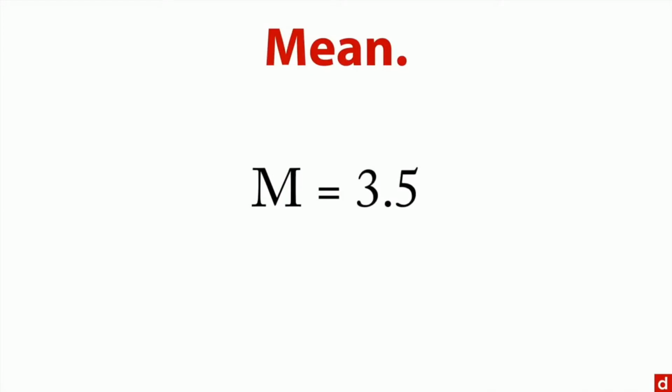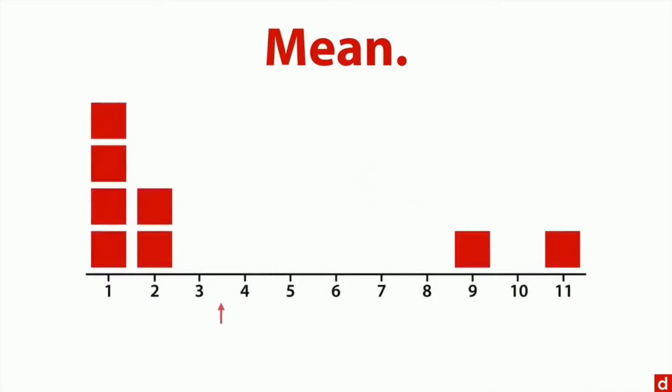If you go back to our little chart here, 3.5 is right over here. You'll notice there aren't any scores really exactly right there. That's because the mean tends to get very distorted by outliers. It follows the extreme scores.